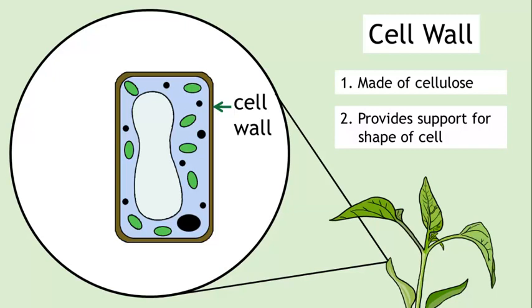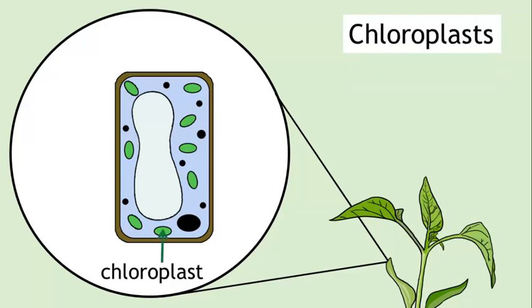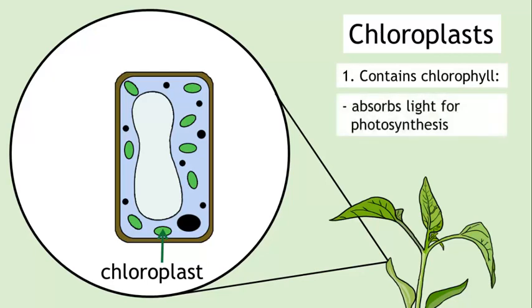Plant cells also contain chloroplasts, which are filled with a chemical called chlorophyll. Chlorophyll enables plant cells to absorb light, so it can be used in photosynthesis. Chlorophyll is also the substance that gives plants their green colour.